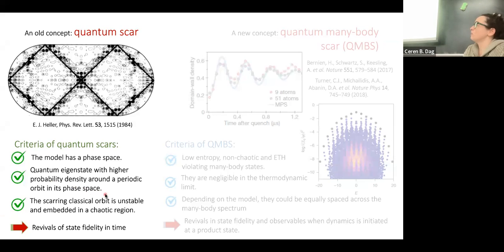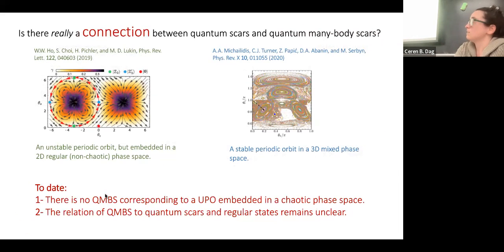However, nowadays it has been assumed that QMBS, quantum many-body scars, are a many-body generalization of quantum scars. Whether there is really a connection is not really an answered question.